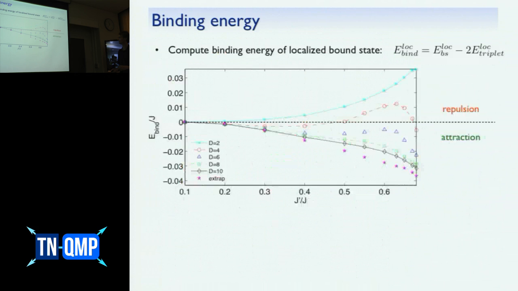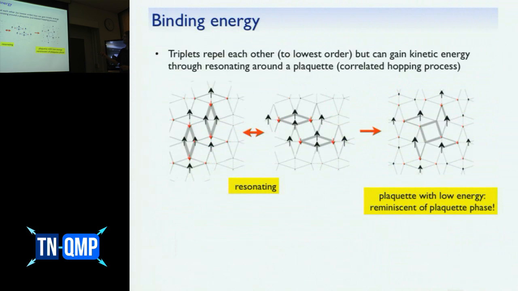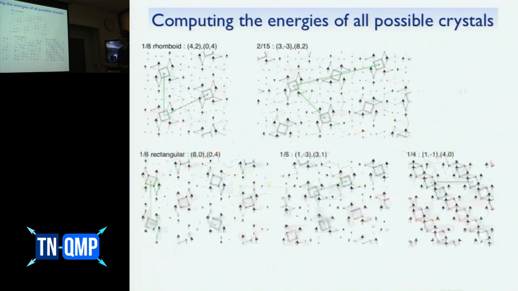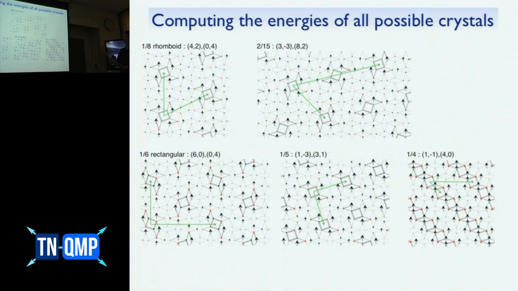Okay, so I'll skip that. So we found the binding energy. And in the end, the way to think about this bound state is to have some resonance between triplets here and between here. So it's like a gain in kinetic energy by forming these types of resonances around the plaquette, which can stabilize such a bound state.